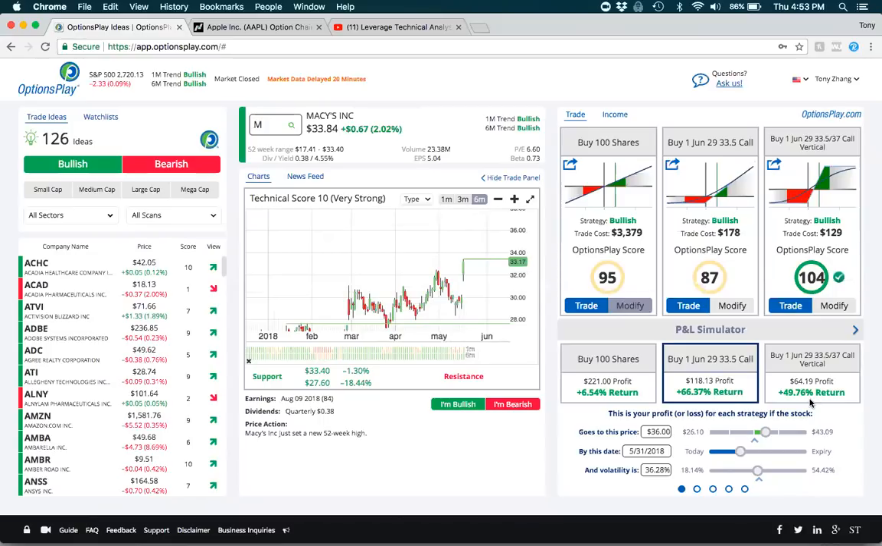After breakouts, these things tend to move pretty fast. So keep that in mind. So that's an example of what you can do with a breakout.